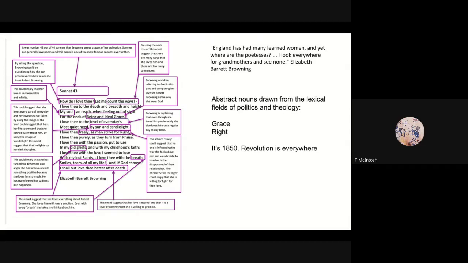I've got a quotation there from Elizabeth Barrett Browning describing what she did when she was thinking about becoming a poet. She says, "England has had many learned women, and yet where are the poetesses? I look everywhere for grandmothers and see none." So in this poem, Elizabeth Barrett Browning is inventing herself as part of the literary canon.